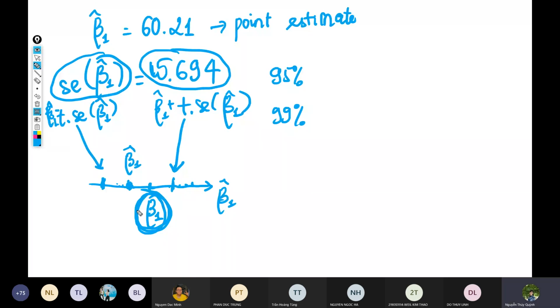But if we have a large standard error, the range around beta 1 hat must be large like that, so that this range can contain the actual value of beta 1. Beta 1 can be here, beta 1 can also be here, which means that the point estimate is very far from the actual value of beta 1. That will be a bad estimate of beta 1.